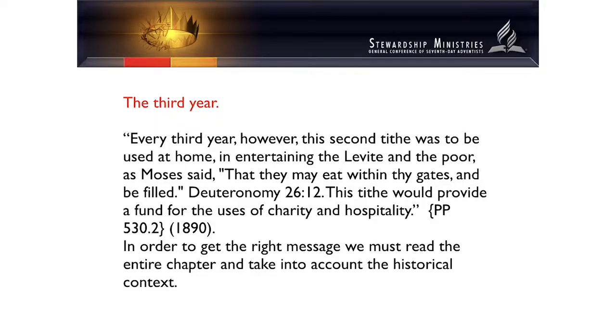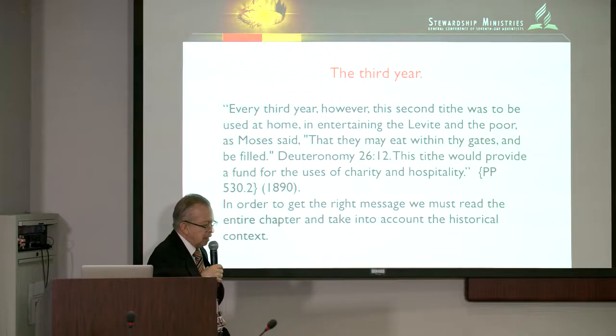Every third year, however, this second tithe was to be used at home in entertaining the Levite, the poor, and the stranger. Moses said that they may eat within thy gates and be filled. This tithe will provide a fund for the uses of charity and hospitality. In order to get the right message, we must read the entire chapter and take into account the historical context.